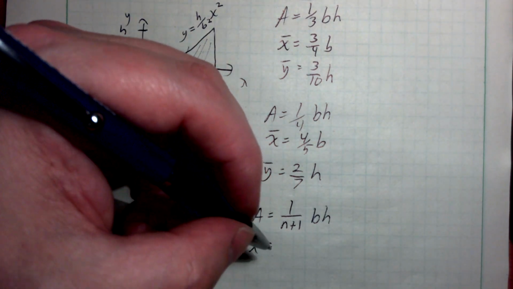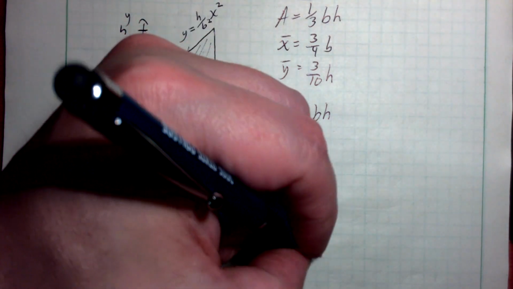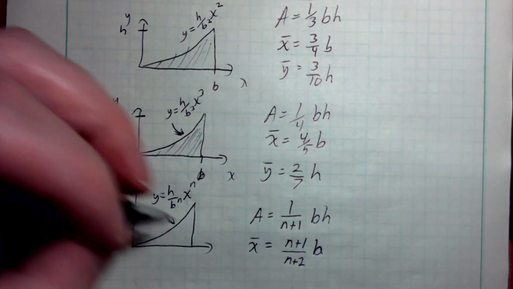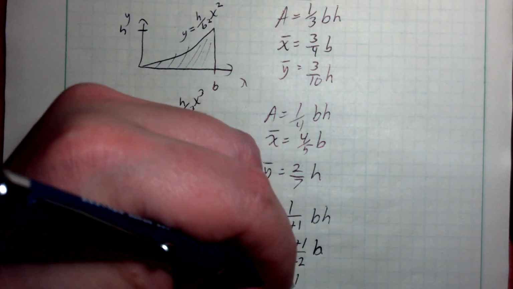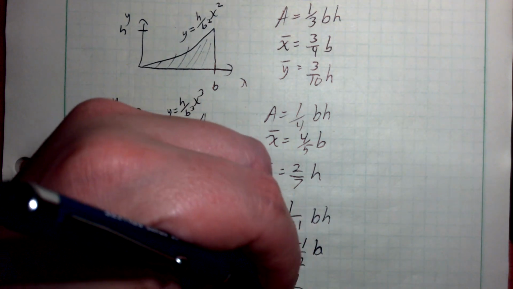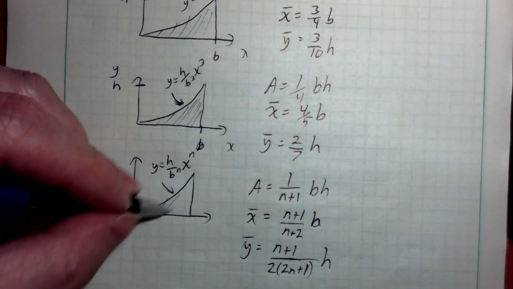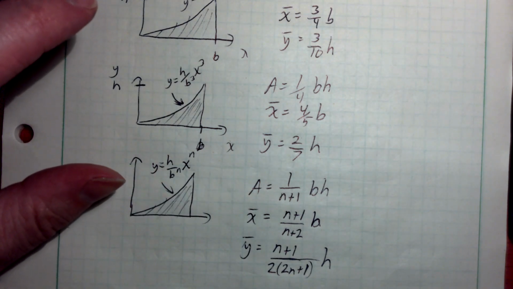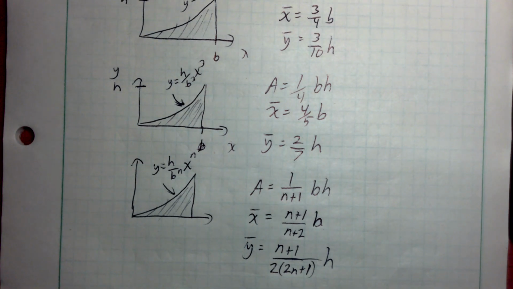X bar ends up being located at n plus 1 over n plus 2 times whatever the base is. And the y bar ends up being, the pattern here is a little more complex, n plus 1 over 2 times 2n plus 1, and that's times h. So that's for any parabolic shape following this pattern. I shouldn't say parabolic. I should say any polynomial, any power term following this pattern. You're welcome to employ this generic formula for it.